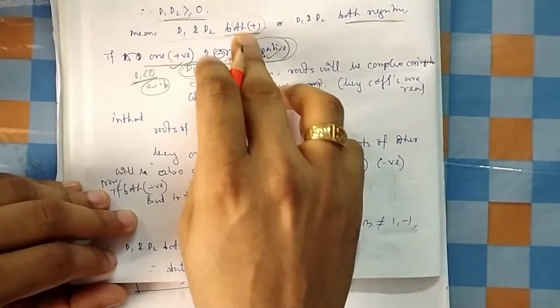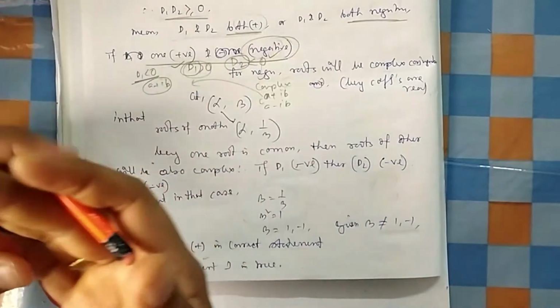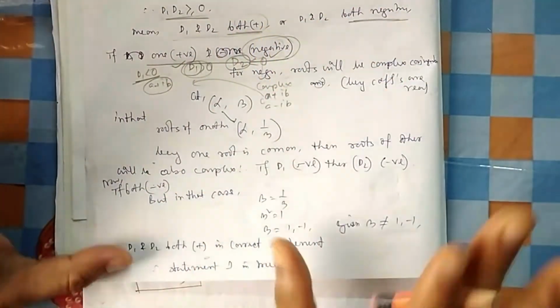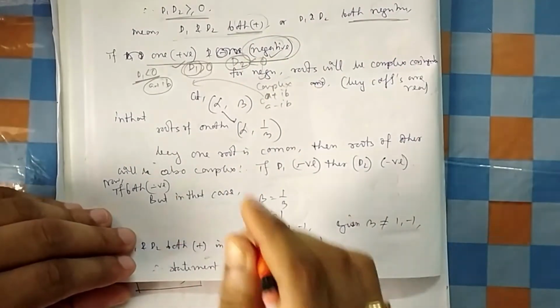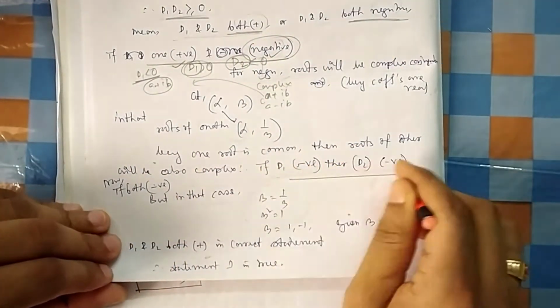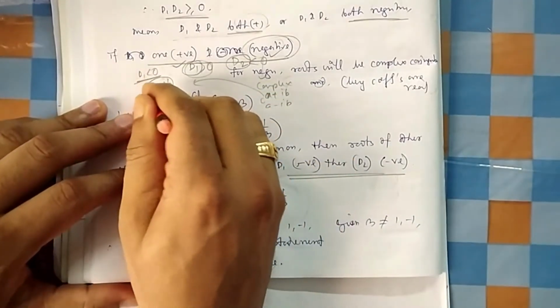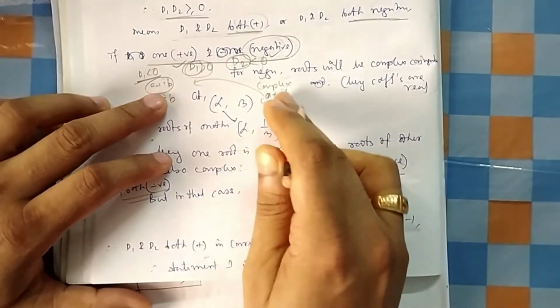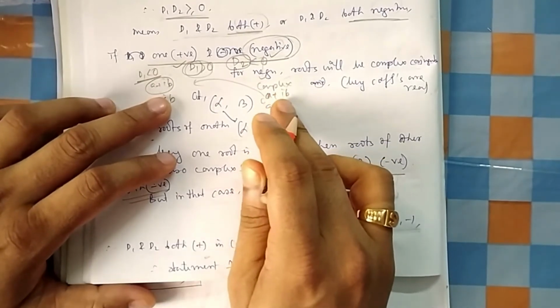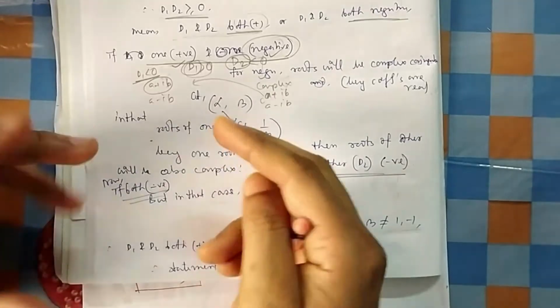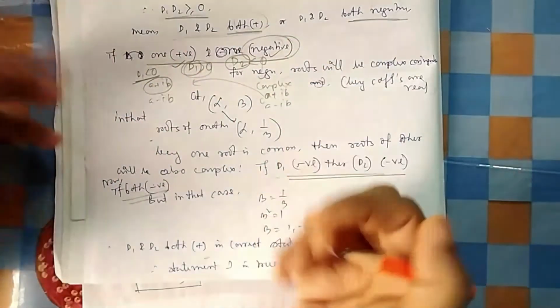That is, either both positive or both negative, any one of these cases. Now if I say both negative, then both will have complex roots. As I have already told you, in the case of common roots, if the common root is complex, then both the roots are the same. That means these two equations are the same.